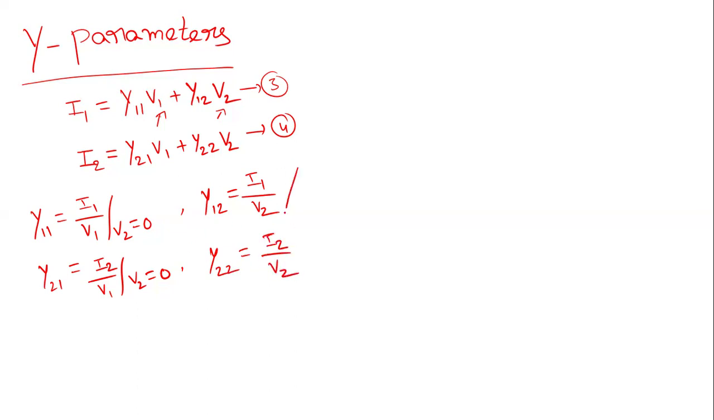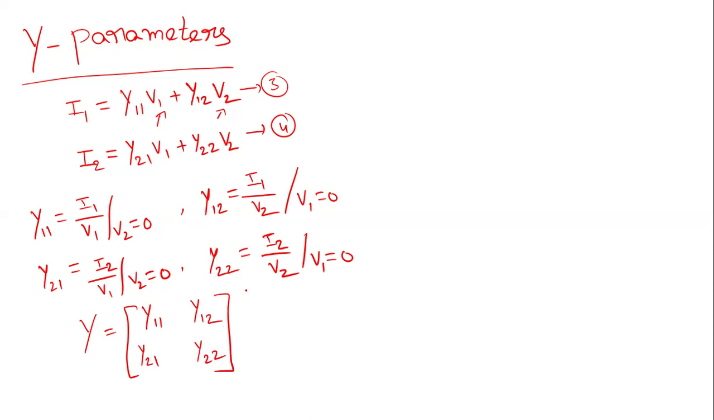So these are called short circuit admittance parameters. Why? Because to find any of the Y parameters, we need to make either V1 as 0 or V2 as 0. Voltage 0 means we are short circuiting one of the ports. These Y parameters are also represented in the form of a 2 by 2 matrix: Y11, Y12, Y21 and Y22. So these are the Y parameters of a given two-port network.